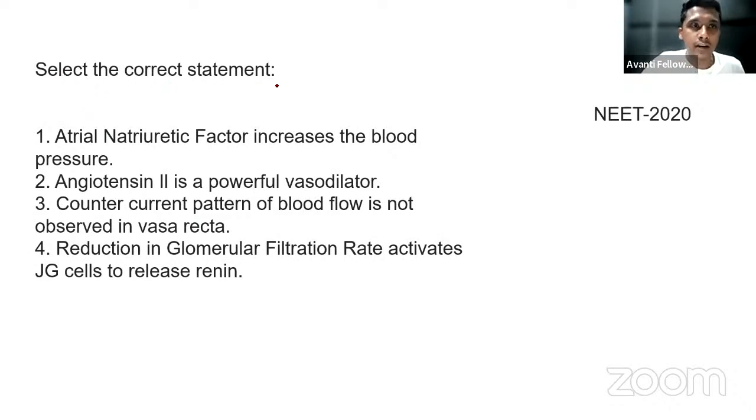Select the correct statement. You have your first option: atrial natriuretic factor increases the blood pressure. Angiotensin 2 is a powerful vasodilator. Countercurrent pattern of blood flow is not observed in vasa recta. Reduction in glomerular filtration rate activates JG cells, that is juxtaglomerular cells, to release renin. Okay, I will relaunch the poll. The polls are live. You can answer the question now.